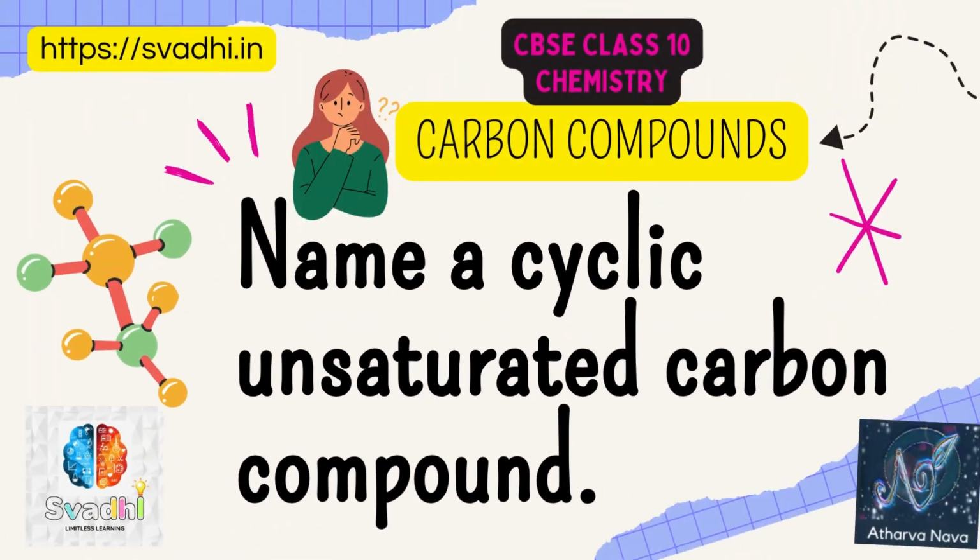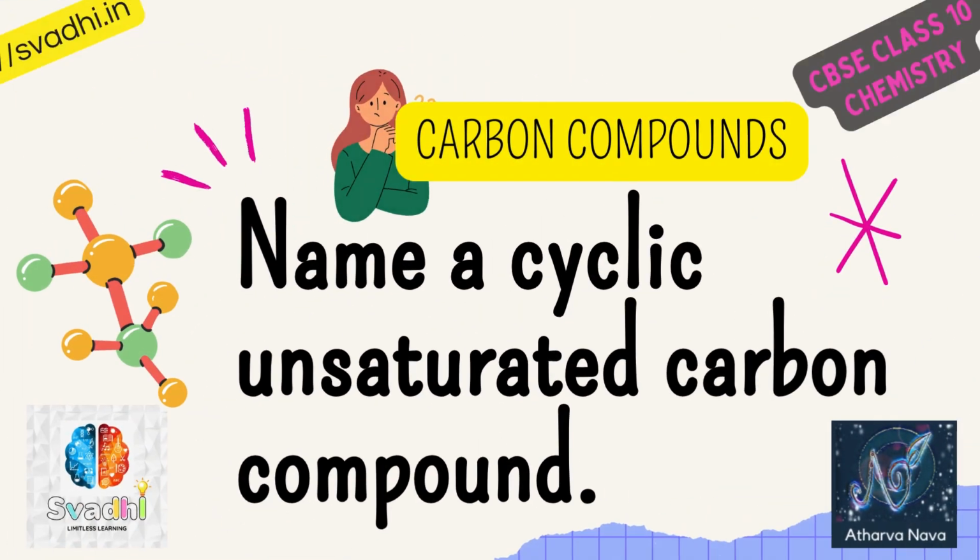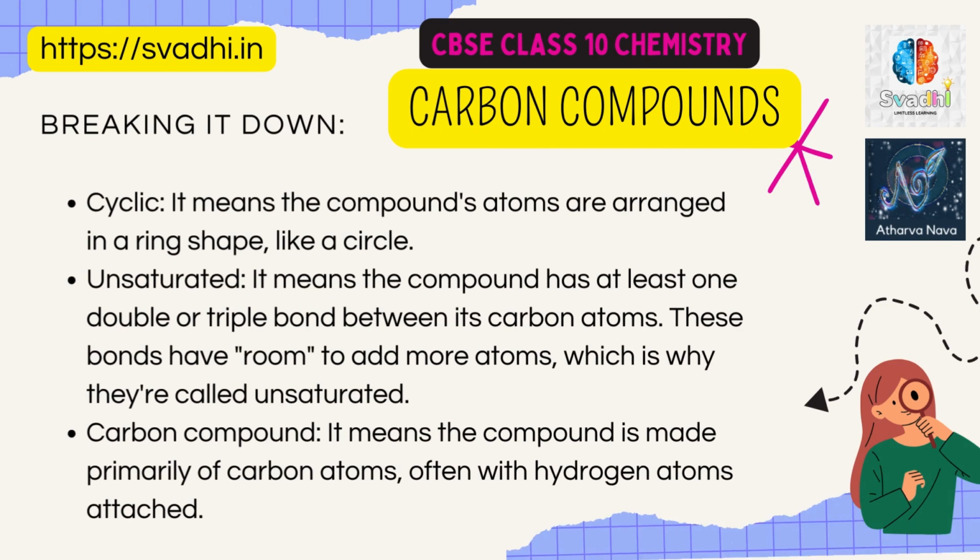Name a cyclic unsaturated carbon compound. Breaking it down. Cyclic. It means the compound's atoms are arranged in a ring shape, like a circle. Unsaturated. It means the compound has at least one double or triple bond between its carbon atoms. These bonds have room to add more atoms, which is why they're called unsaturated.